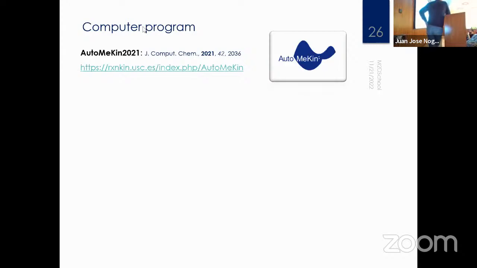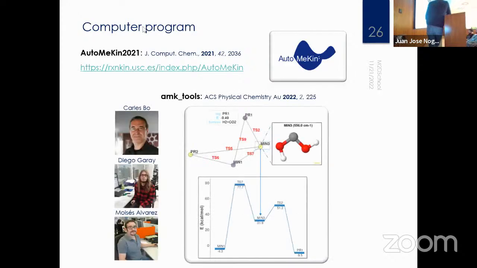There is a tutorial, and there is also a list of different applications there. This is a very useful tool that we have published in February of this year in collaboration with these people, Carlos Bo, Diego Garay, and Moises Alvarez from ICIQ of Tarragona. And what they have done is they have created this. I mean, this is just a static picture, but probably this afternoon I will have a chance to show you the interactive one. So this is an interactive HTML in which you can see again another graph.